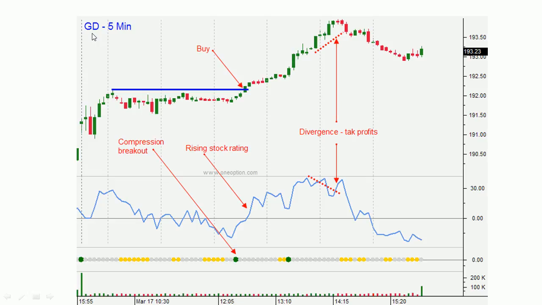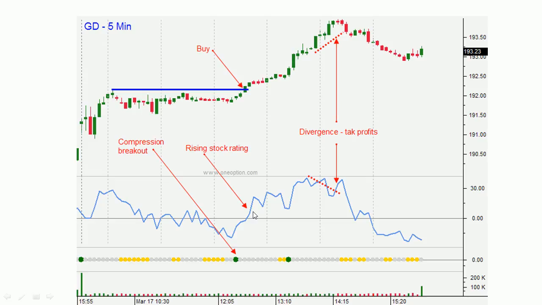So General Dynamics is a stock that really didn't do much early in the day. You know, we could see that it had an early stock rating that was good, and then it kind of flatlines. So here we want to just put our alert up, and if it breaks out of that high of the day, we'd be interested in it. Well, all of a sudden you get a compression breakout, so you get that green dot here. You've had an improving SR, so it starts to show up on our scans right in here.